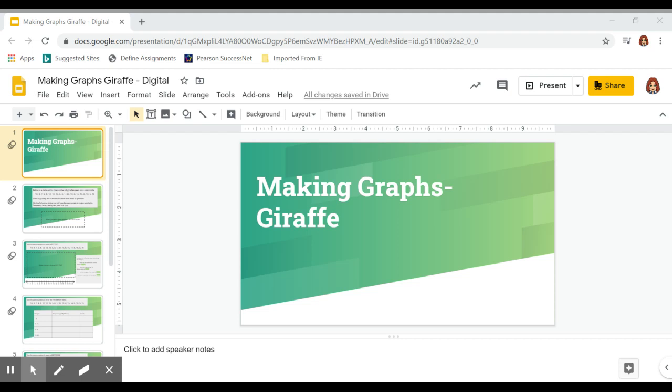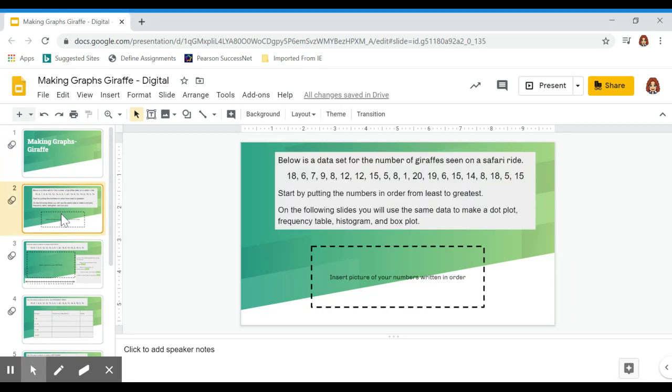Guys, in this video, I'm going to do just a little bit of an introduction for what you're going to do for this part of your work for today. It's called Making Graphs with Giraffes Digital. So we're going to start on the first slide. It says, below is a set of data for the number of giraffes seen on a safari ride. So there's a bunch of numbers.